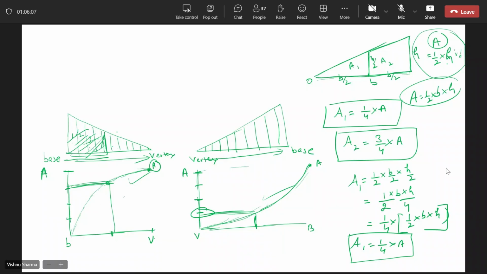Has anybody any questions before I go to the question where we have to shape the BM diagram, and we'll use this property to shape the BM diagram, guys. Anybody has any questions? Sir, yeah, hello, tell me.